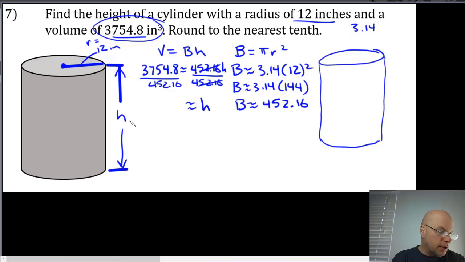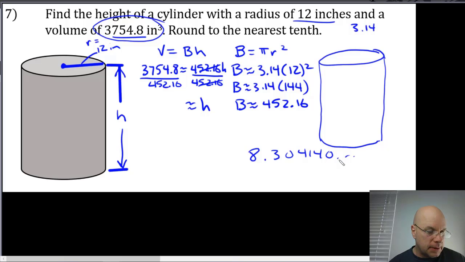When you do that on a calculator, you get, you know what, I've written it down, but I want to be sure. So first I'm going to check 3.14 times 144, make sure it really is 452.16, it is. And then 3,754.8 divided by 452.16. I get, on my calculator, here's the number I'm looking at, 8.304140, blah, blah, blah. It goes on forever.